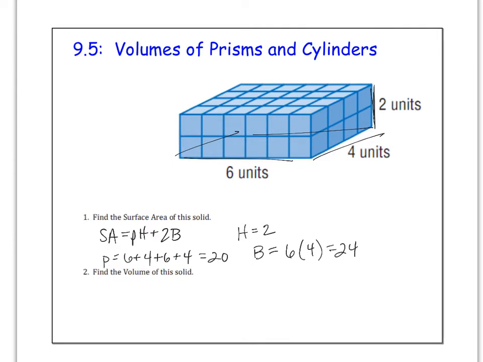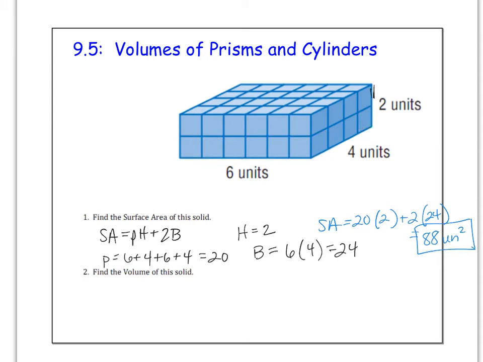Plug everything you know into your formula. So surface area would be P, which is 20, times H, which is 2, plus 2 times 24. If you add all of that up, it's going to be 88 units squared. 88 units squared. So I want to show you something.